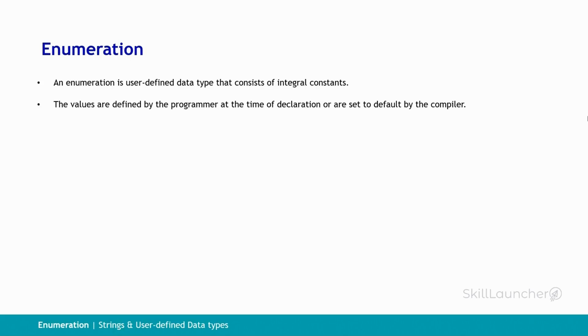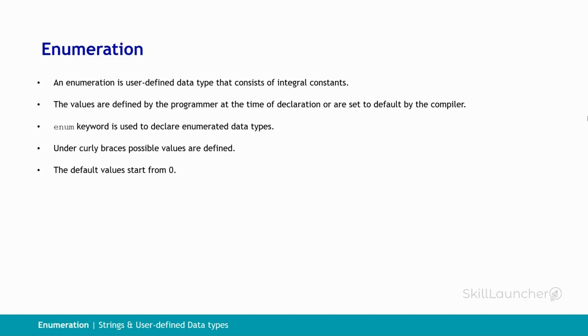It can also be used with switch statements. The enum keyword is used to declare enumerated types. Then come the curly braces, which define all the possible values, and the default value starts from 0.